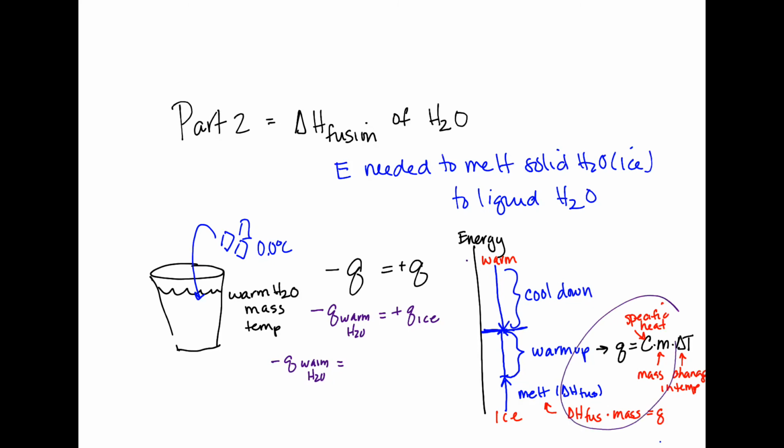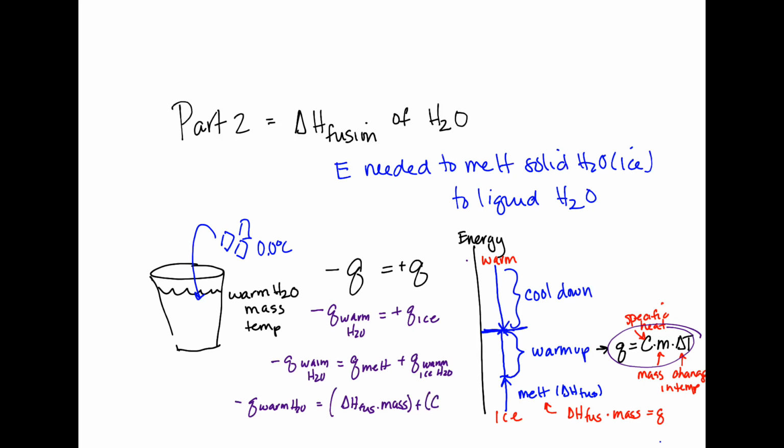So I'm going to take that information and put it into our equation. So we'd have the amount of energy that it takes to melt the ice plus the amount of energy that it takes to warm the ice water. And if I expand that, Q to melt is the delta H of fusion times mass, and Q to warm the ice water is C times mass times delta T.